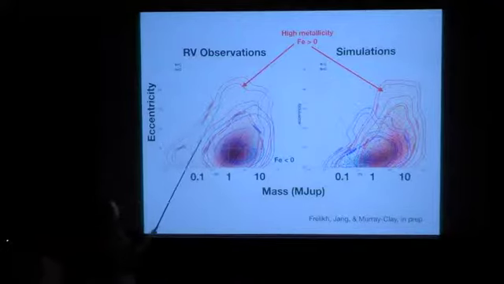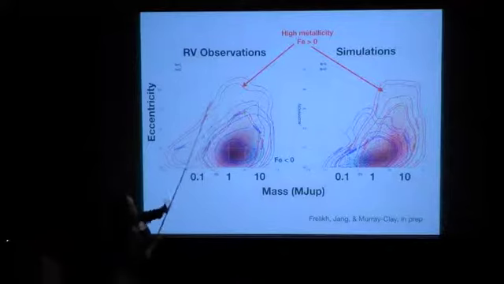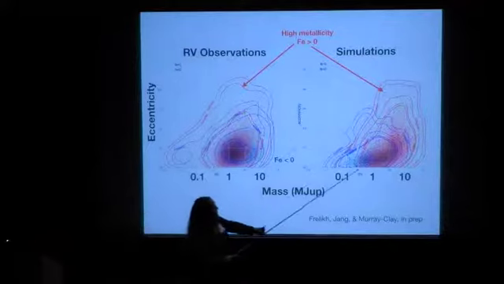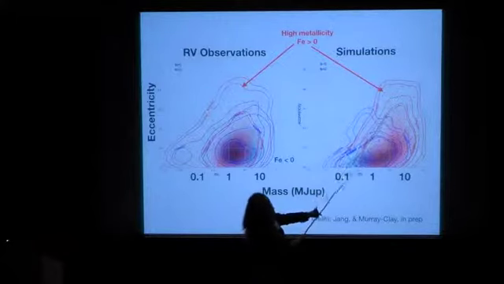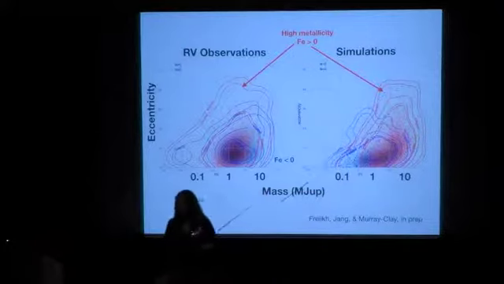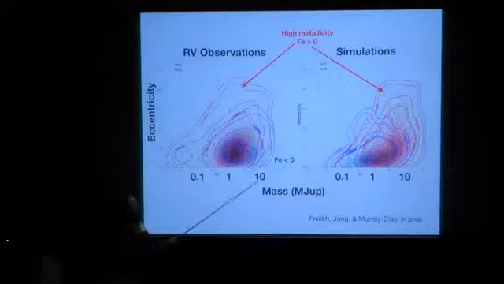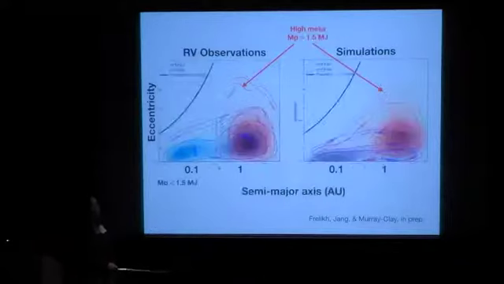Here's the RV observations. This is what we showed before, mass versus eccentricity. The high mass ones have the highest eccentricity, and they also have high metallicities. In our simulations, you get the same thing. The high mass planets have the highest eccentricities. They also have the high metallicities, which we've connected to our initial disk mass. I just want to point out that these are the same contour levels, and all we did was pick disk masses to match the current mass distribution of planets. So we didn't tune a whole lot here.